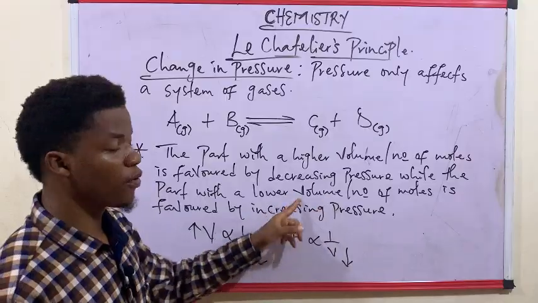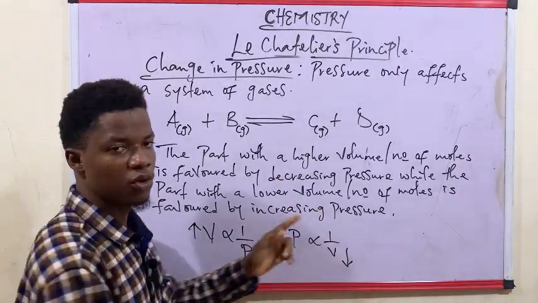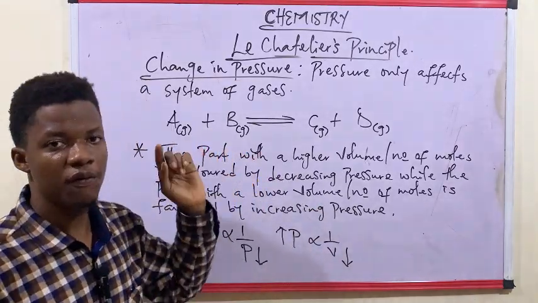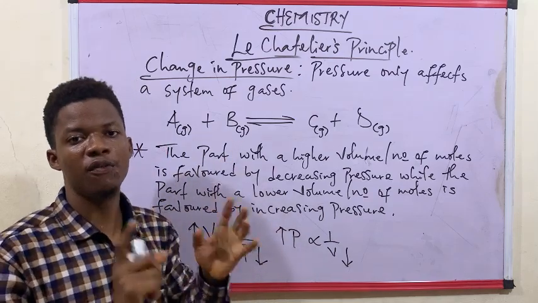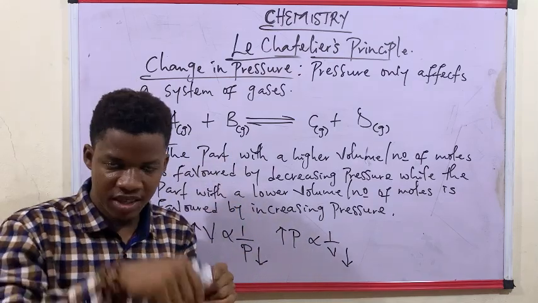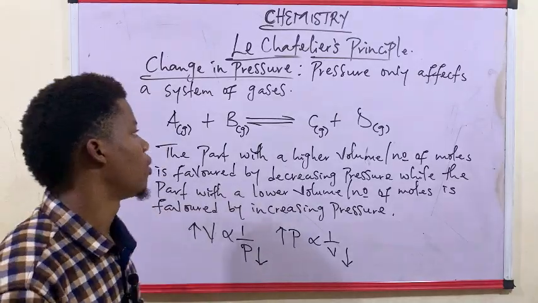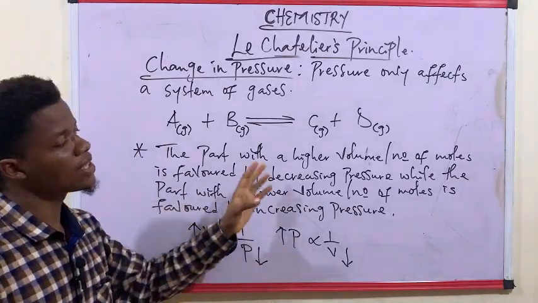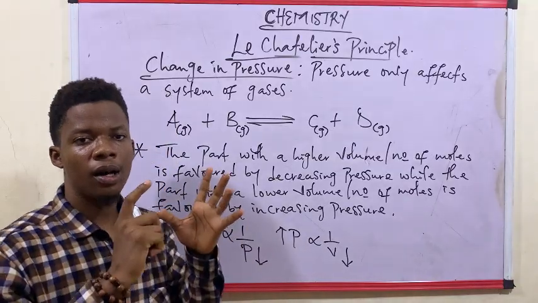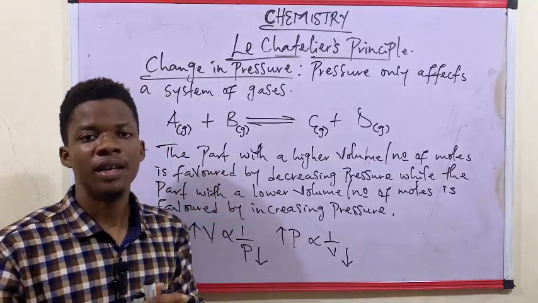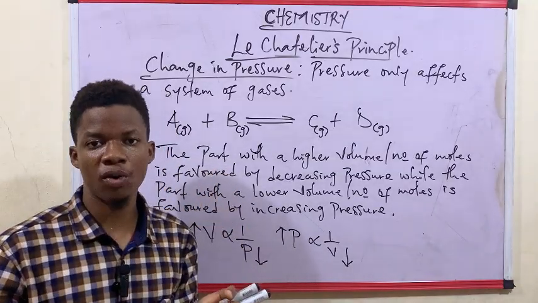If the volume is low, increase pressure. That's how it works. If the volume or the number of moles is low, increase pressure. If the volume or number of moles is high, decrease pressure. So now we can understand this when you have a practical chemical equation that has been balanced.